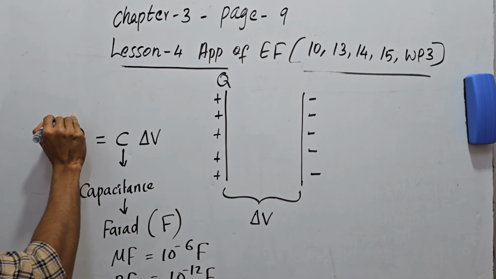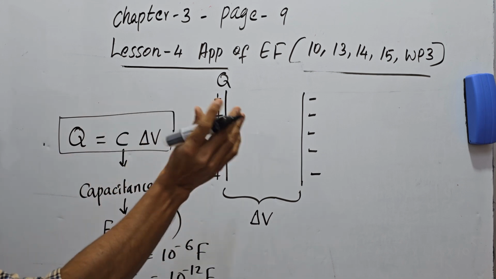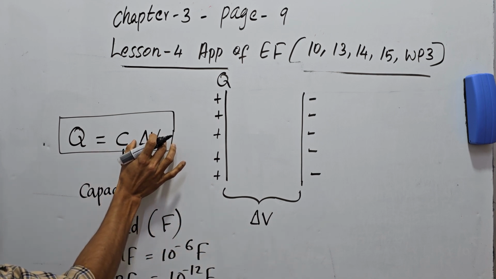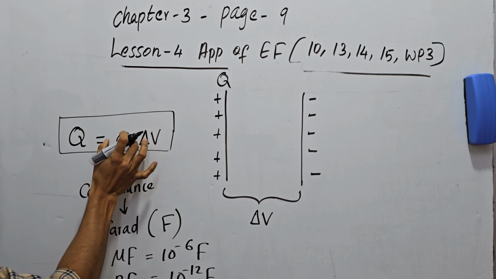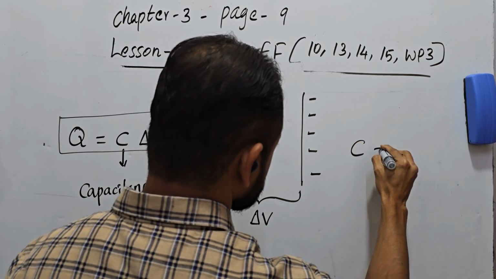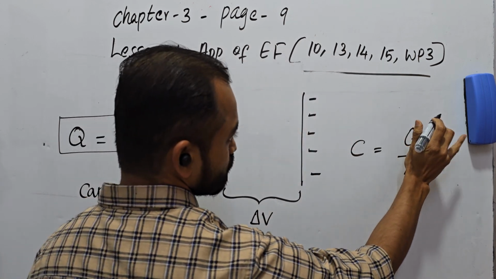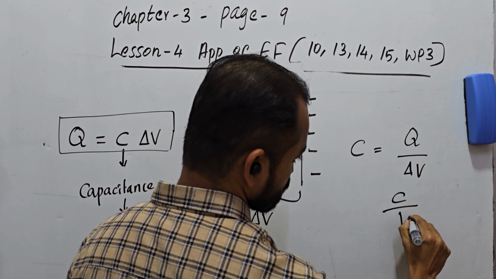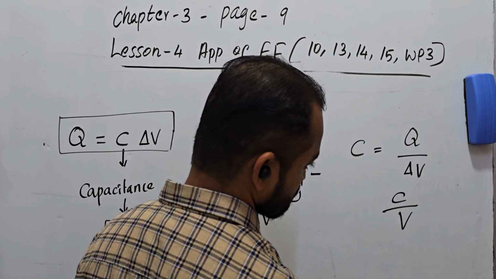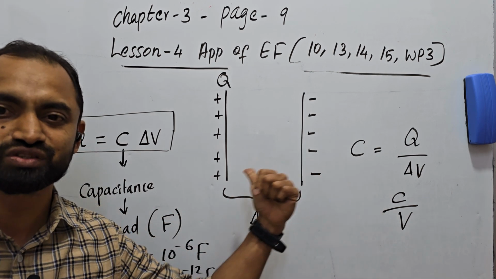If they ask to calculate electric charge, you will use this equation directly. If they ask to calculate capacitance, you can use shift solve or rewrite the equation. If they ask delta V, it is Q over C. Because capacitance is equal to charge divided by delta V. What is the unit of charge? Coulomb. What is the unit of delta V? Volt. Coulomb per volt. That is called farad. The unit of capacitance is coulomb per volt, but it is called farad.